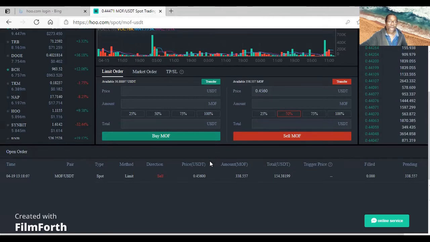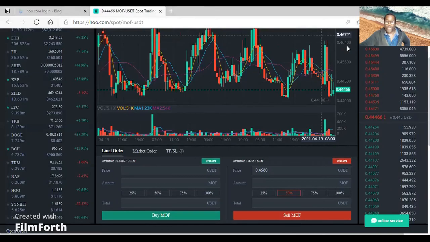If you look at the bottom of the table now, you can see it. I've placed an order at this time, and this is the price, and this is the quantity of MOF that will be sold at the 50%, and this is the USDT I'm getting from selling 338.557 MOF. Zero has been filled, so it is a pending order, and yeah, it will be paid whenever the market comes to that level.